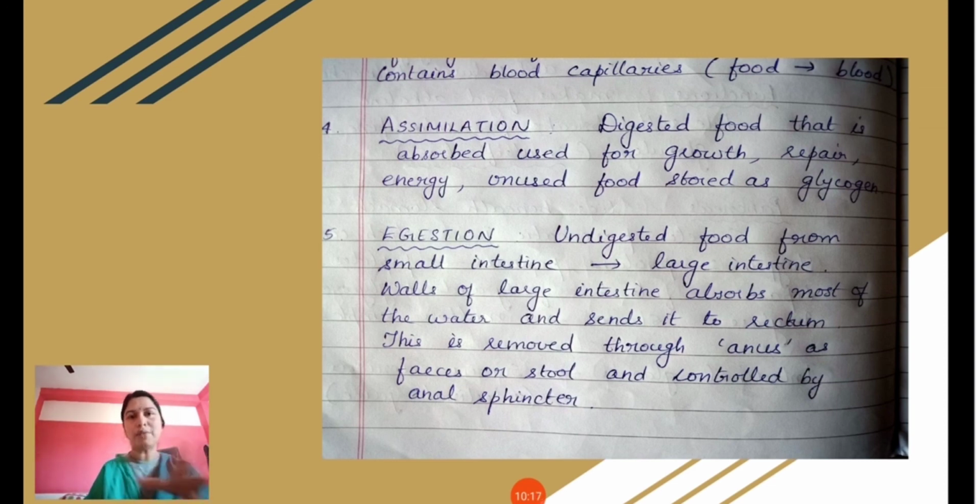And the last part of nutrition is egestion, where the undigested food from the small intestine is transferred to the large intestine. In the large intestine, the walls will absorb the maximum amount of water from this undigested food. Now the food is in the form of solid feces or stool, and it is temporarily stored in the last part of the large intestine, which is called the rectum, and then finally it is removed from the body through the anus. And this movement is controlled by a set of muscles termed the anal sphincter.